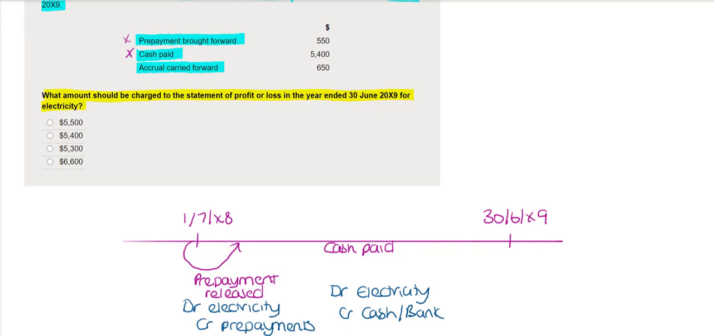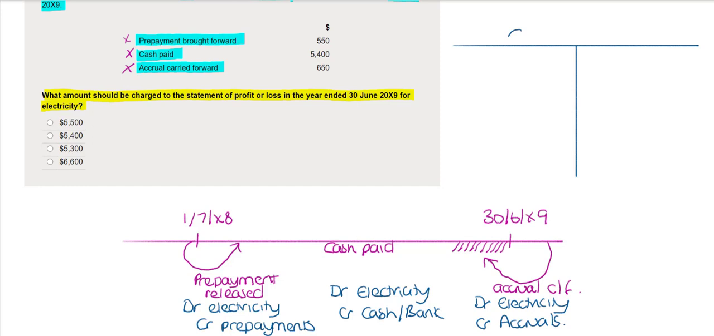The final transaction to review is the accrual carried forward. For there to be an accrual carried forward, there must have been some of the expense missing at the end of the year. And so therefore, if it was paid after the year end, we would need to bring it into our current year. To include the accrual, this would be a further increase to our expense account. And so we're going to debit our electricity and credit accruals.